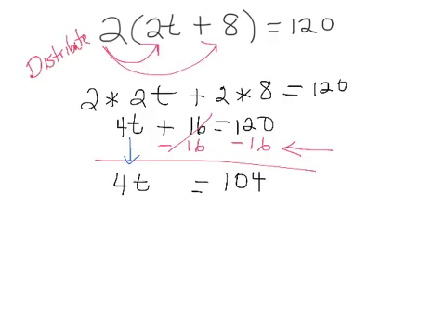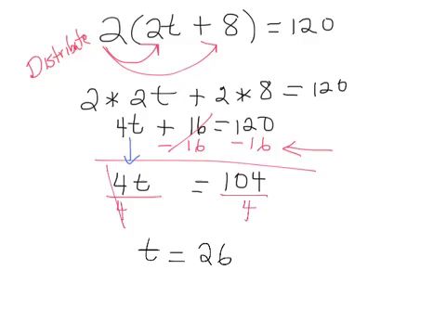When I want to get the 4 off of that t, remember that means 4 times t. So when I want to undo multiplication, what do I do? Divide both sides, because that cancels. I get t, and 104 divided by 4. I just cheated and stuck that in my calculator, and I get 26.